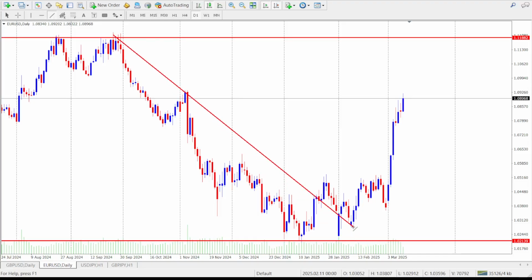For example, if a trend line or key support level is broken, it could lead to price movements that no longer match the usual correlation.